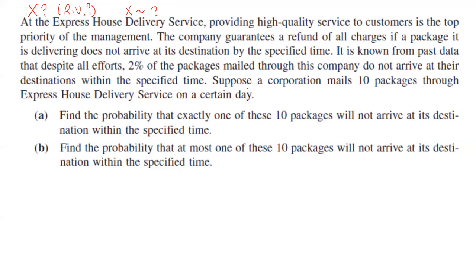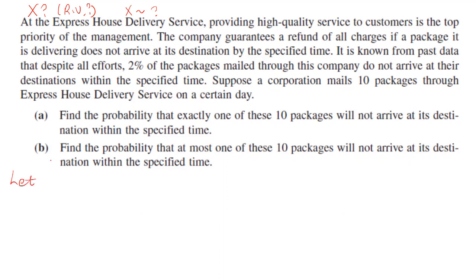Okay, actually here, you mailed 10 packages, which is equivalent to conducting 10 trials, right? After you conducted the trials, you check how many packages do not arrive within the specified time, right? So what is the random variable here? The number of packages that did not arrive within the specified time is the random variable, right?